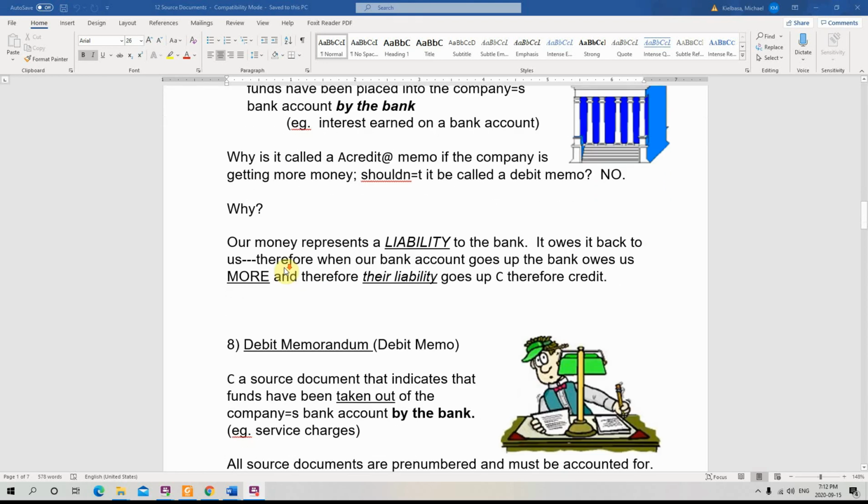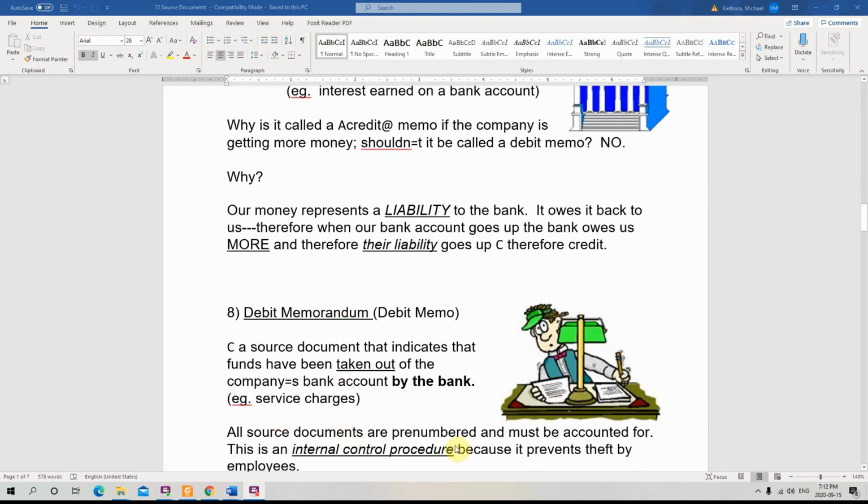Right? And the last one is a debit memo. And that's exactly the opposite. It's a letter from the bank indicating that the bank has taken money out of your account for some reason. So it could be things like service charges or bank fees. So they just take it out of your account and then they send you a letter indicating that they've done that.